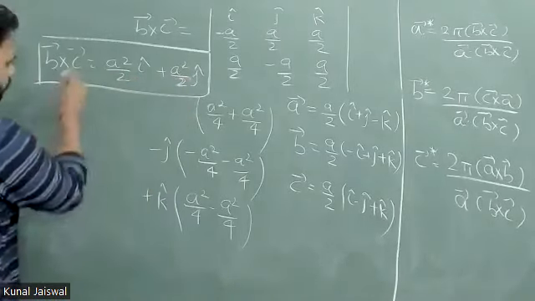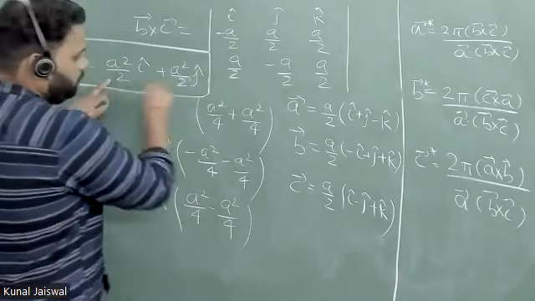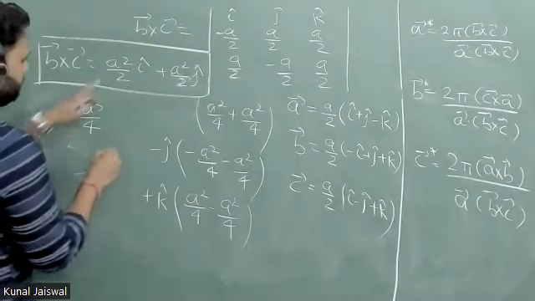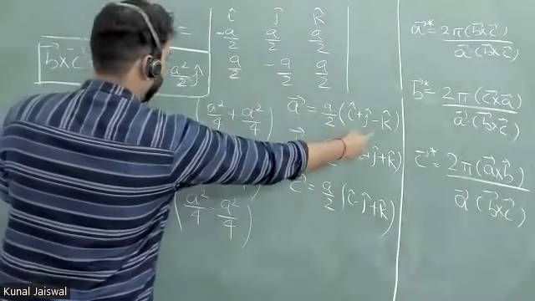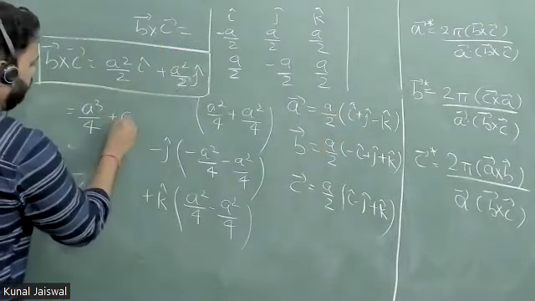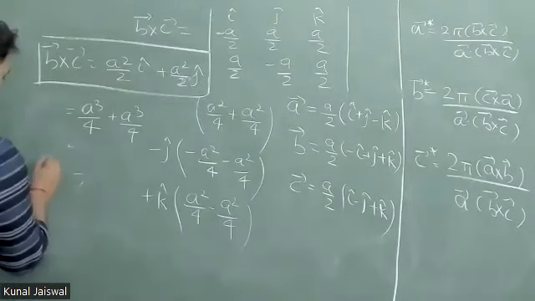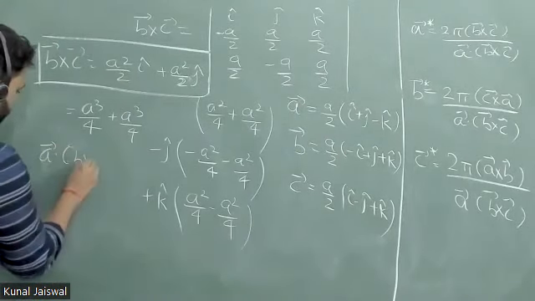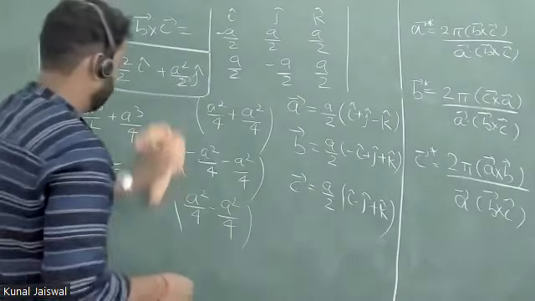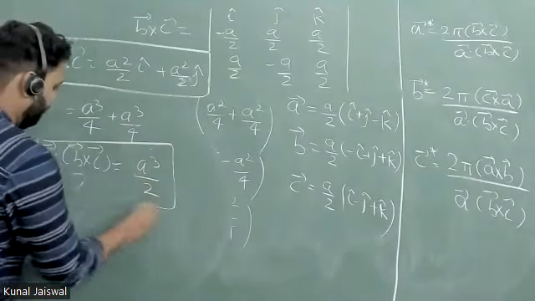You will take a dot product with A. So what will you get? i dot i is 1, and that is a cube by 4, i dot j 0, i dot k 0. j dot i 0, j dot j 1, and that will be a cube by 4, and j dot k will also be 0, and hence A dot B cross C will be a cube by 2.